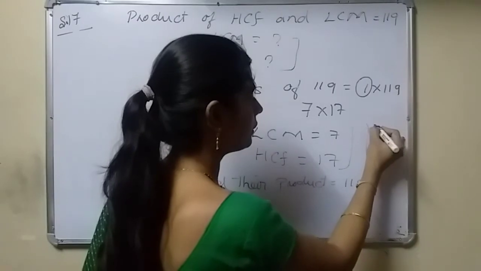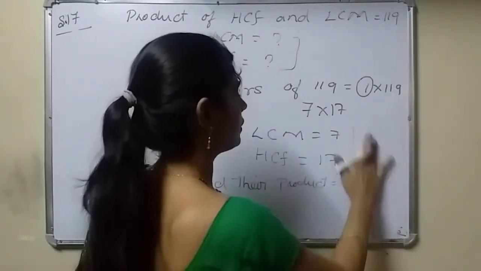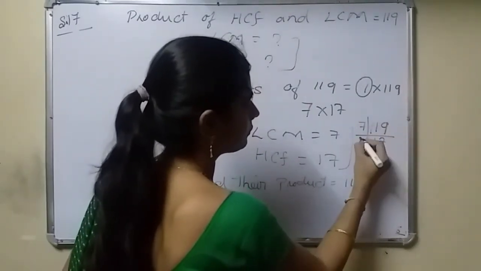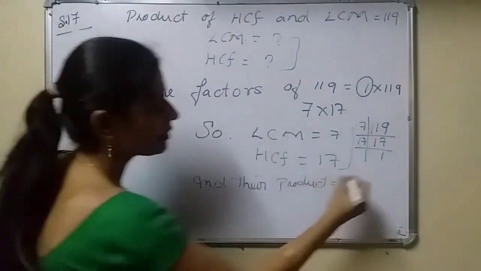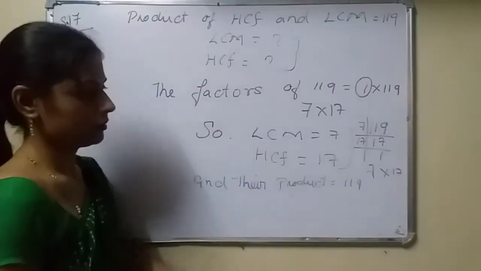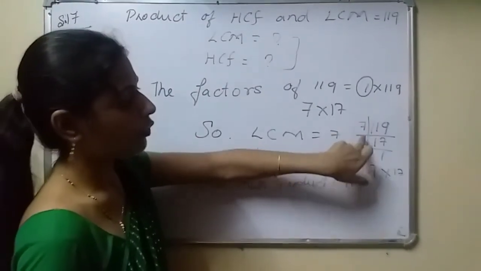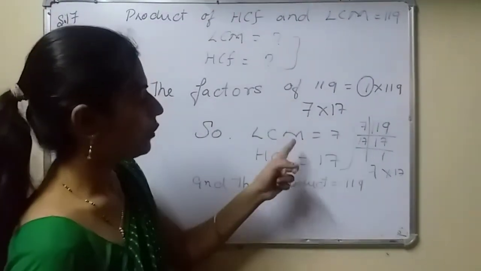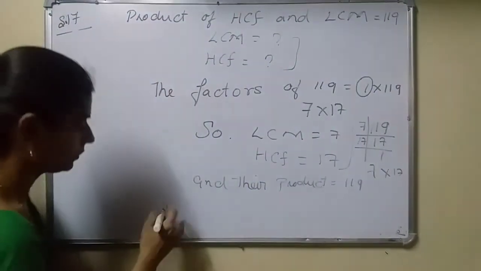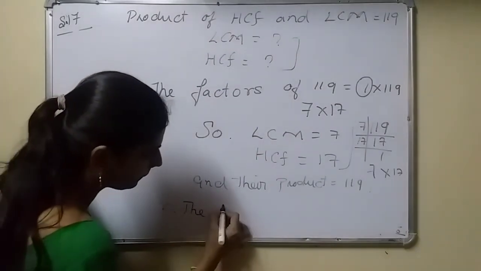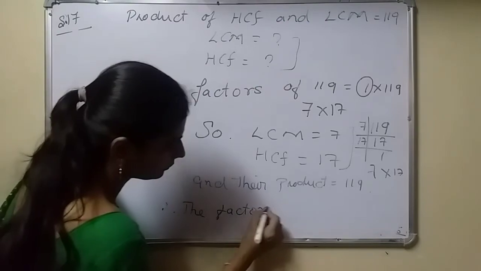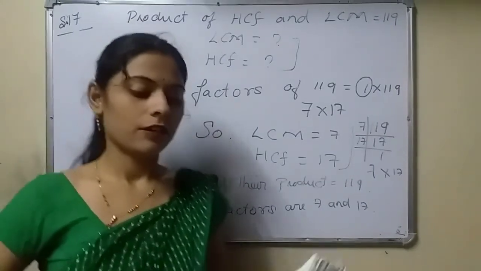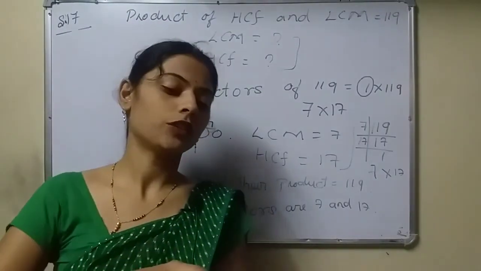How did you know that it is 7 and 17? Because you have taken here the factors of 119. By this way you have to know that here you got two factors, 7 into 17, here LCM you got 7, HCF you got 17. The product of these numbers is 119. Therefore, the numbers are 7 and 17. Now see, question number 5 and 6 is your homework, so do it by yourself.